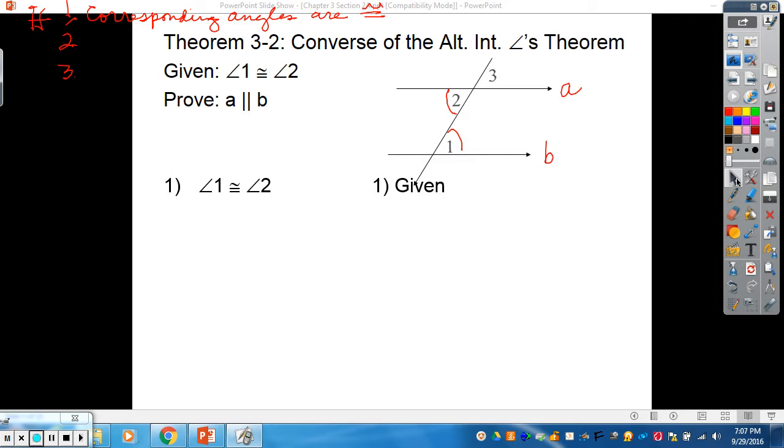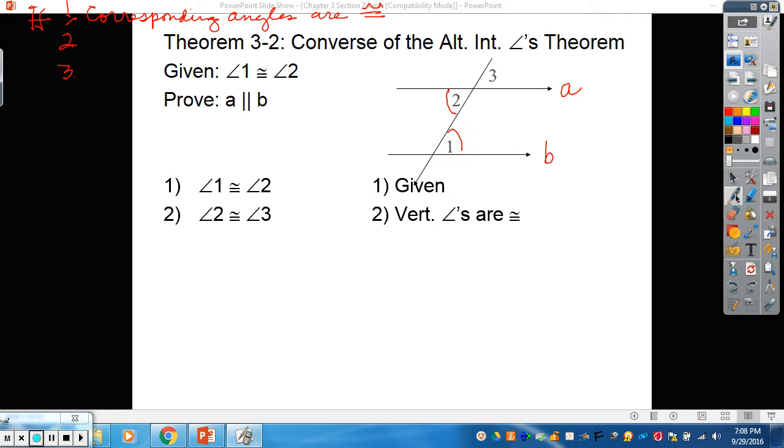One, can we define the given any more? And we can't really define this given more than what we already have. It's angle 1 is congruent to angle 2. That's as concrete as we can go. But the next thing is looking at the diagram, there's something that we should know. And I hope that you're thinking it in your mind. Okay? I know angles 2 and 3 are going to be congruent because they're vertical.